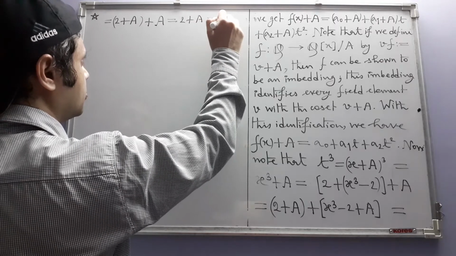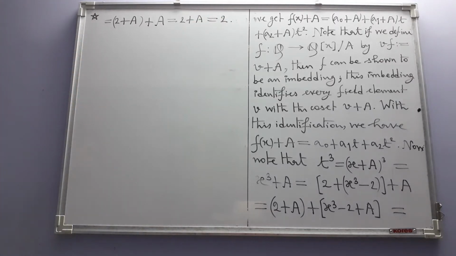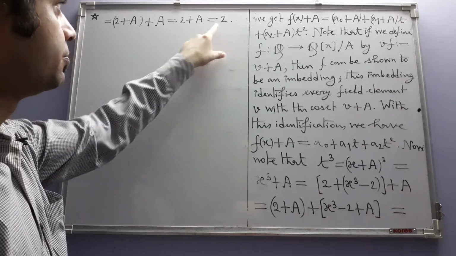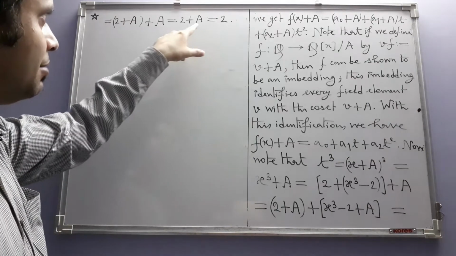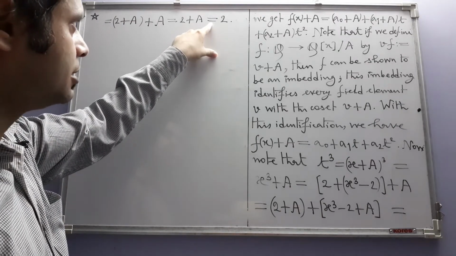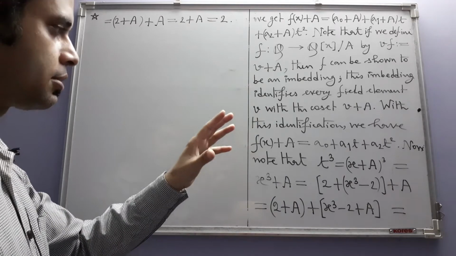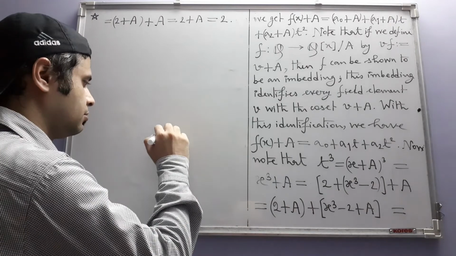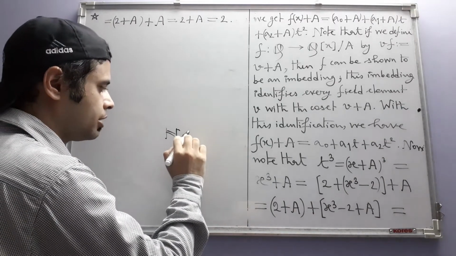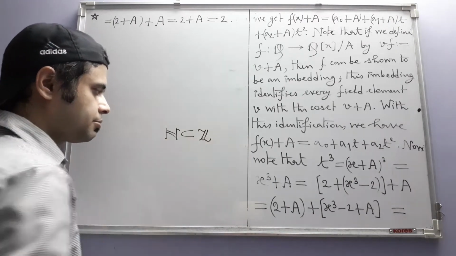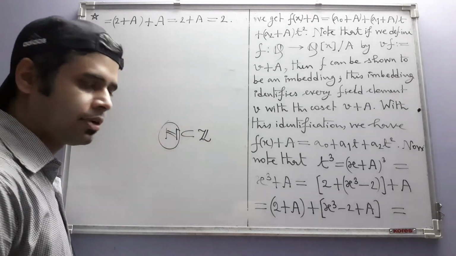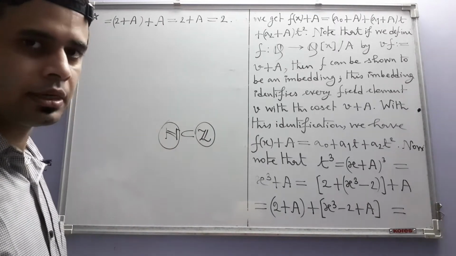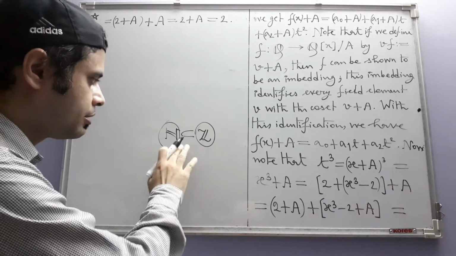And because of that identification of a field element v with this coset, I can write 2 here, where you have to keep in mind that this 2 is actually 2 plus a. So it may look confusing, but these sorts of identifications are always used in mathematics. For example, when we write this containment, the set of natural numbers is a subset of the set of integers. Literally it's not a subset, but after an identification it becomes a subset.